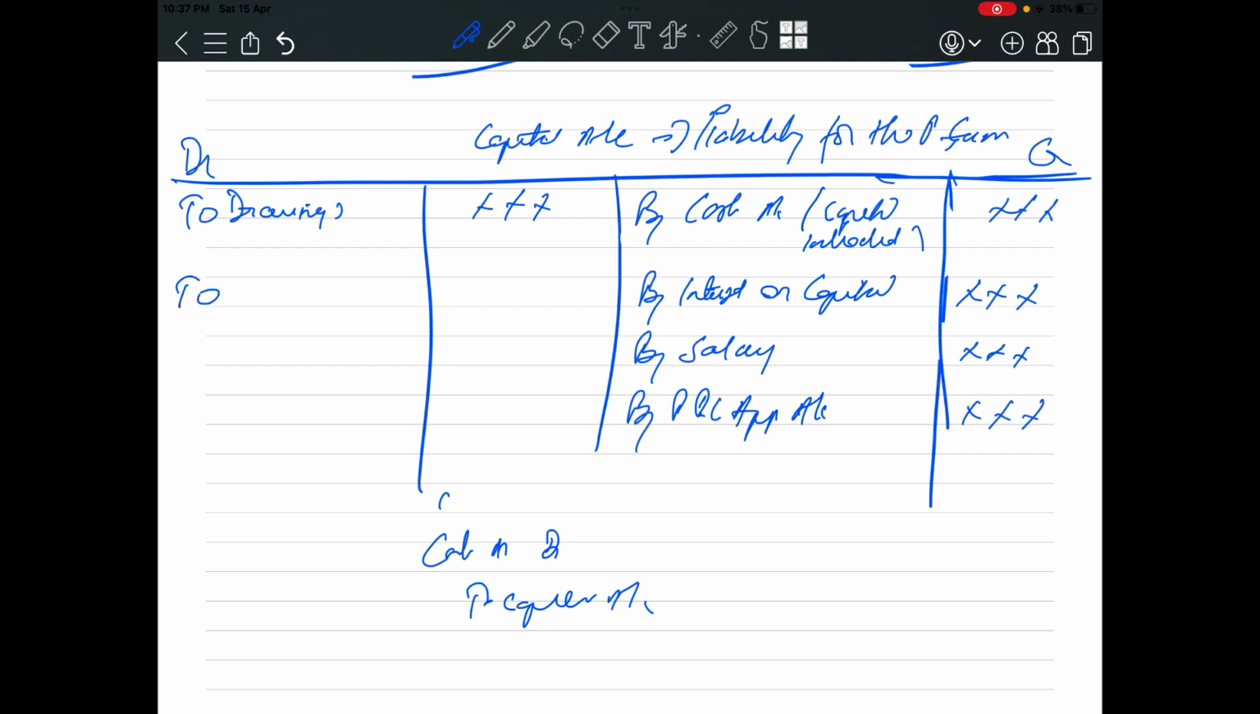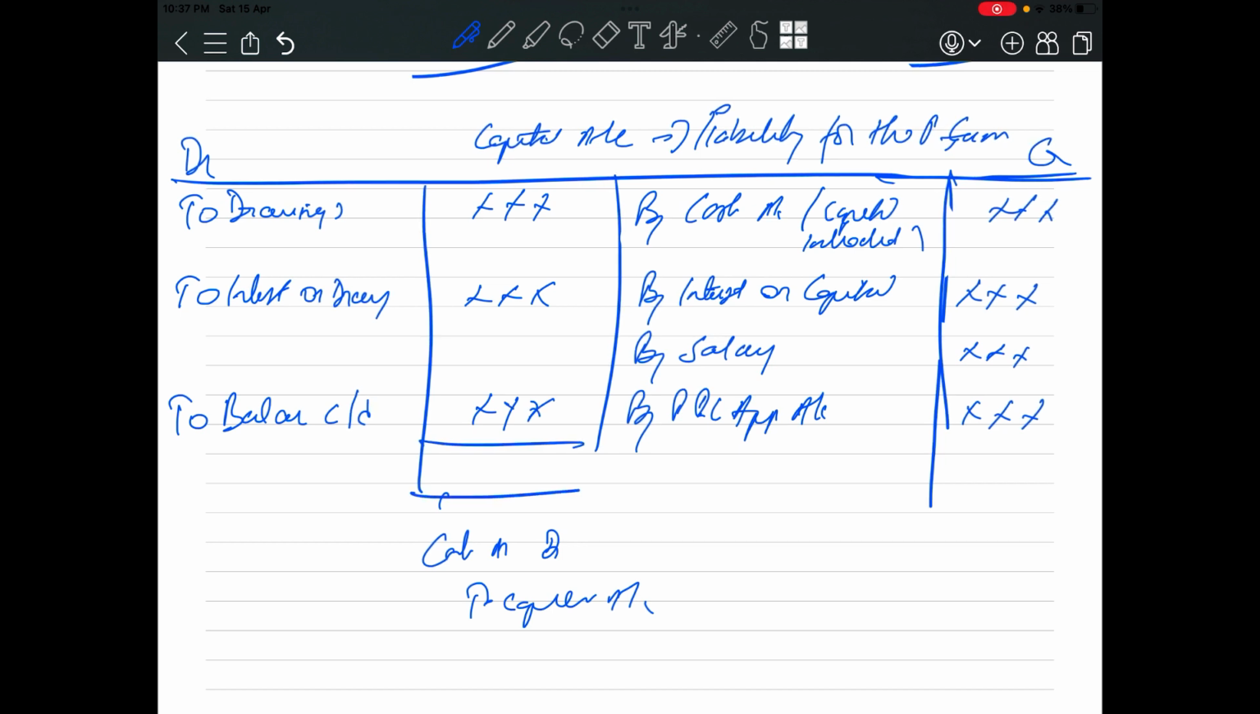Okay, and the interest on drawings will be written at the debit side because the capital balance will be reduced. Okay, so now we will find out the balance. The balance will be called balance c/d, balance carried down. Okay, so now this balance at the next year will be our balance b/d.